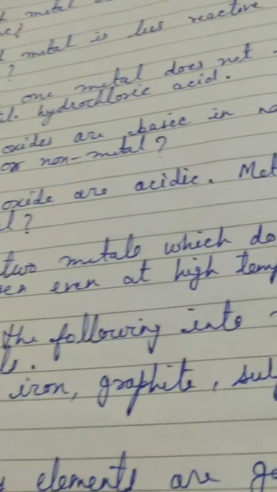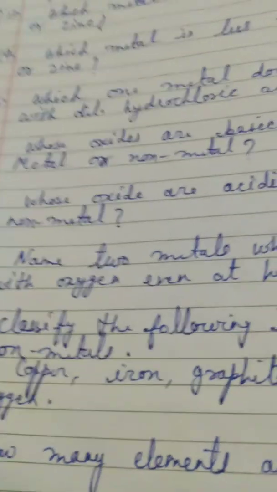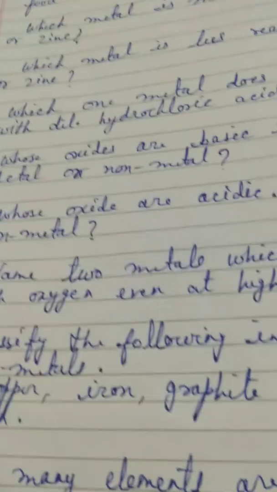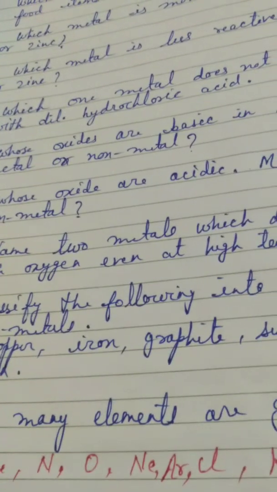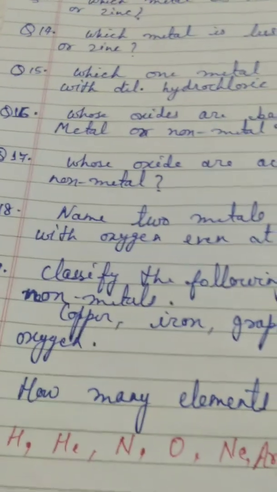Whose oxides are basic in nature, metal or non-metal? It is the metallic oxides which are basic in nature, boys. Whose oxides are acidic in nature, metal or non-metal? It is the non-metallic oxides which are acidic in nature.